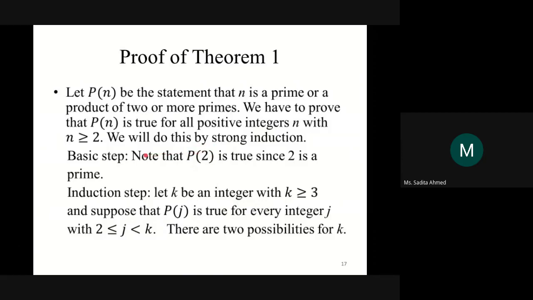We've already proved it for 2. So the assumption holds, okay? And from there, you prove it for k is equal to 3. And we know that 3 is a prime number. So for k is equal to 3, the statement is true. Now move on to the next k.